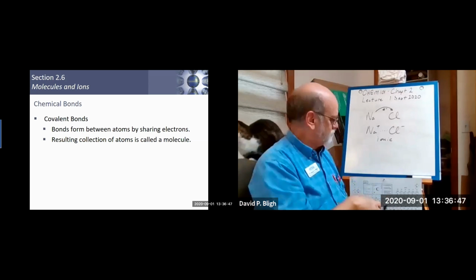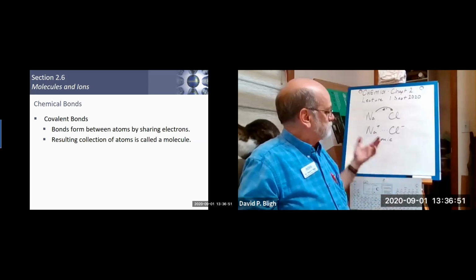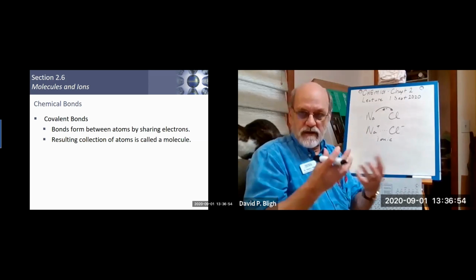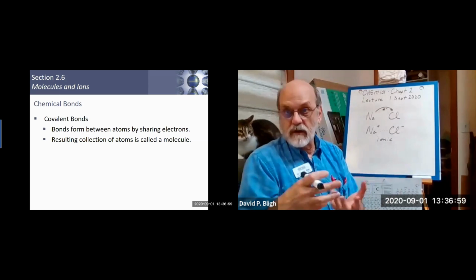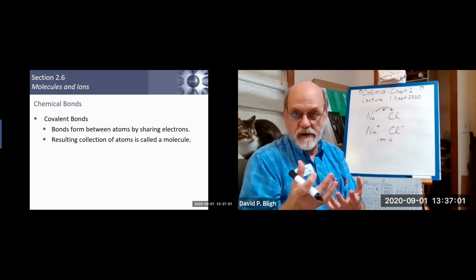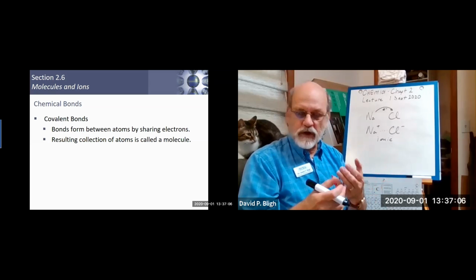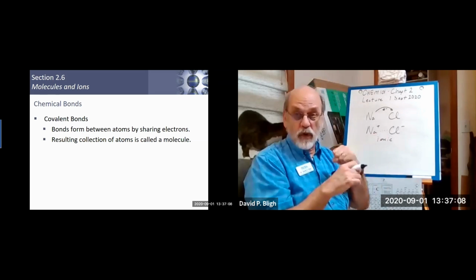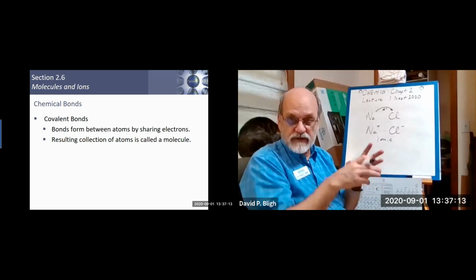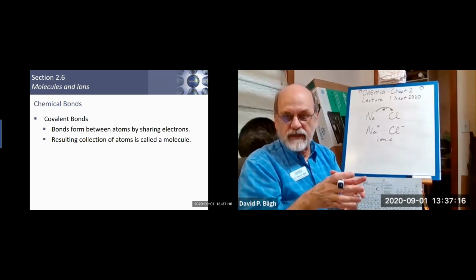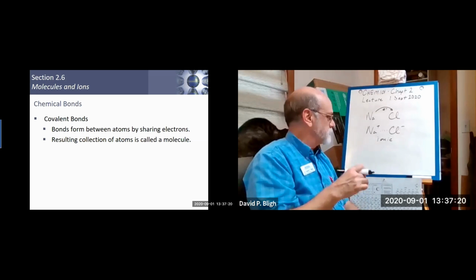But what if you have two nonmetals and they have a more or less balanced attraction for an electron? There's a tug of war. One doesn't win. So there's an electron, or more than one electron actually, between the two elements that forms a bond. This is called a covalent bond. And this is where the electrons are shared between the two atoms.